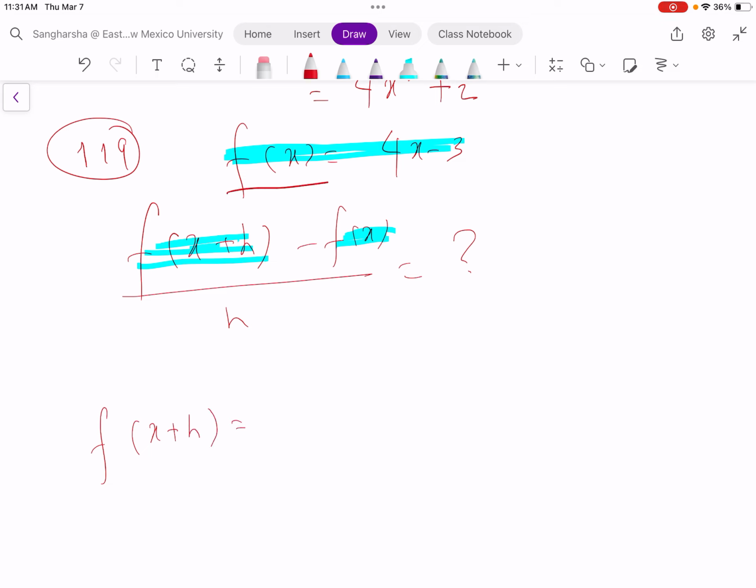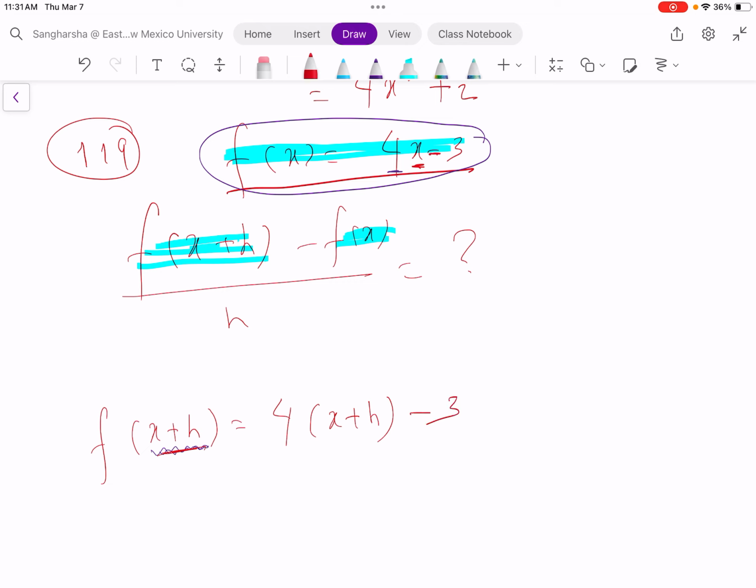We are given the f function. So what do you do? You substitute x plus h for every x in your f function. So you have 4 as it is, and for this x, you substitute x plus h. We have more than one term, so parenthesis x plus h, then the negative 3. Whenever you have negative terms or more than one term, make sure you have parentheses for those terms.